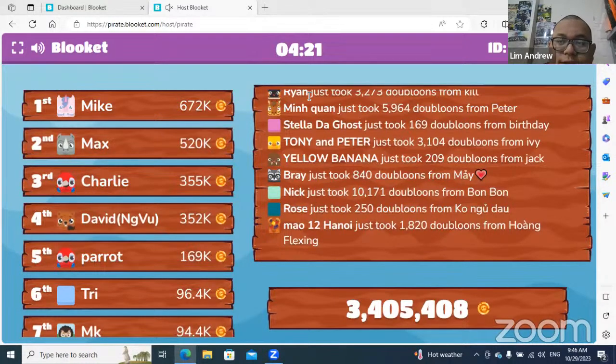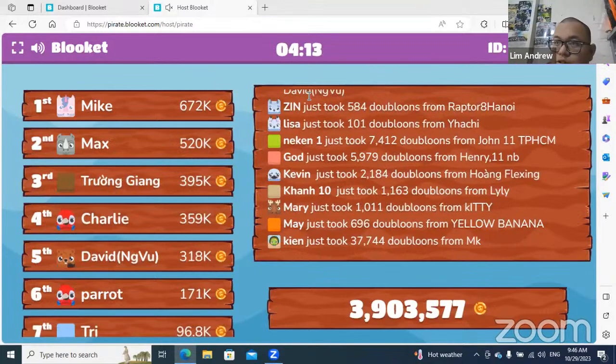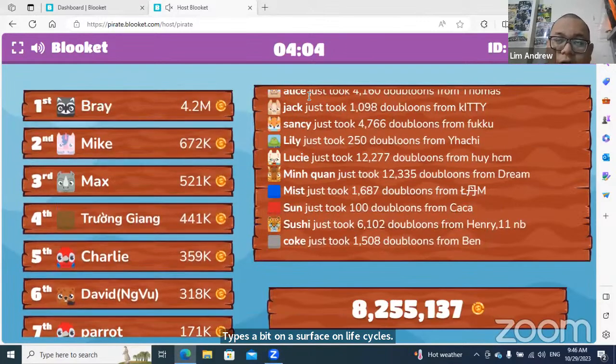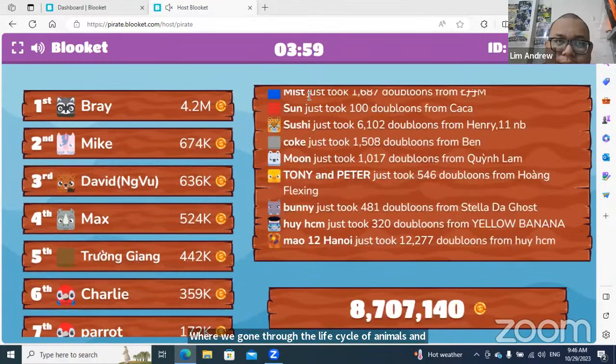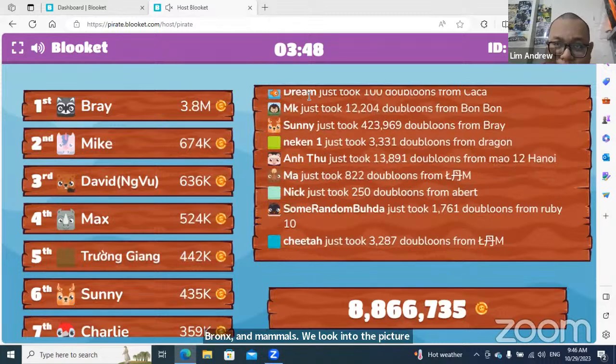For those who just joined, let me recap what we have gone through for the last 15 minutes. For today's lesson, we dove a bit into the surface of life cycles, where we went through the life cycle of animals and plants. We looked into different types of life cycles for animals like insects, frogs, birds, and mammals. We looked into the picture diagram of the insect life cycle, whereby insects have two sets of life cycles.